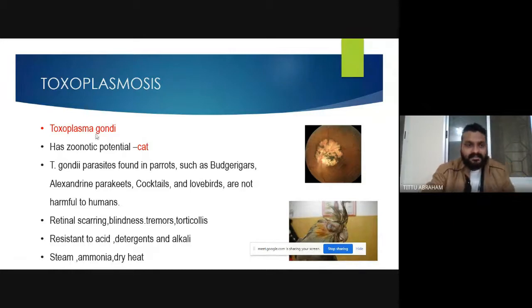So this organism is found to be resistant to acid, detergents, and alkali. And steam, ammonia, and dry heat, especially, it is not heat tolerant. So heat can be used. A flame gun can be used to sterilize the area. Treatment is also very difficult. Injections are necessary. Oral medication won't be effective.